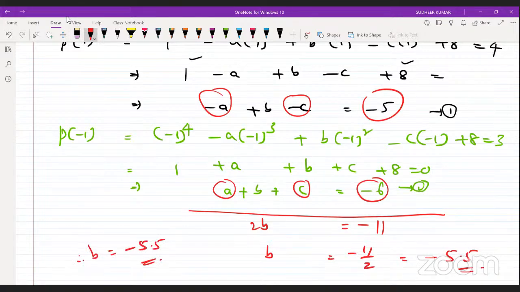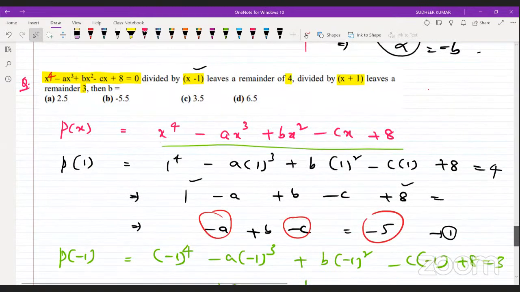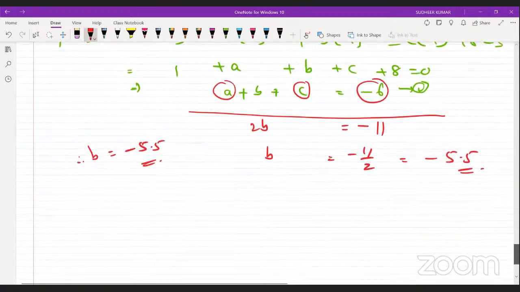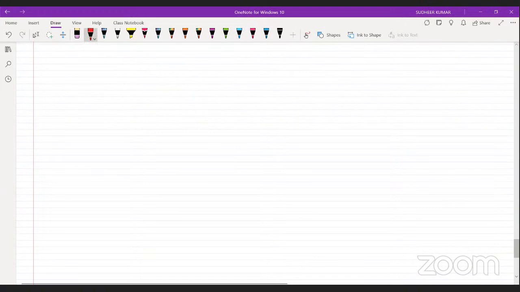Is it clear? So option B is the correct answer. Value of b is minus 5.5. Right. So let's go to the next one.